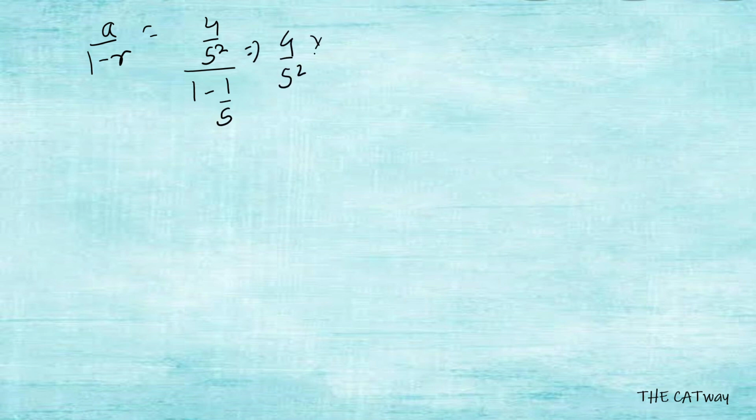Okay, so we'll find the sum of the infinite GP by the formula a divided by 1 minus r. So we have 4 divided by 5 square divided by 1 minus 1 by 5. So what do we have? 4 divided by 5 square into 5 divided by 4. Okay, so what do we get? We get 1 by 5. So let's write the equation again.